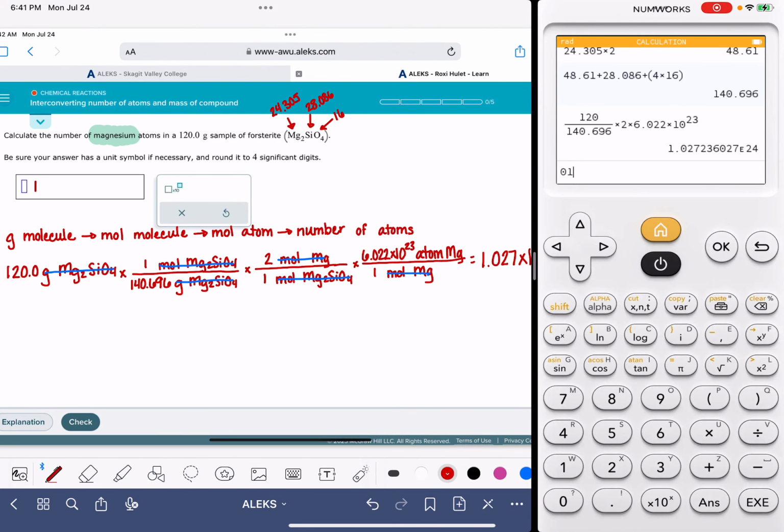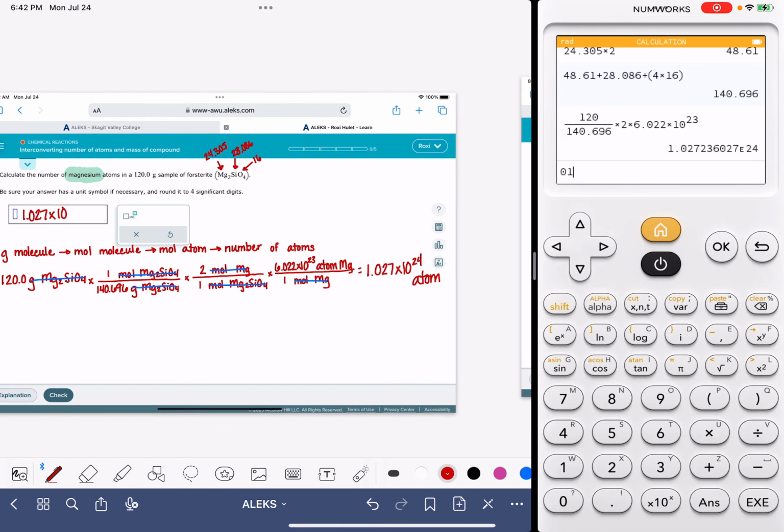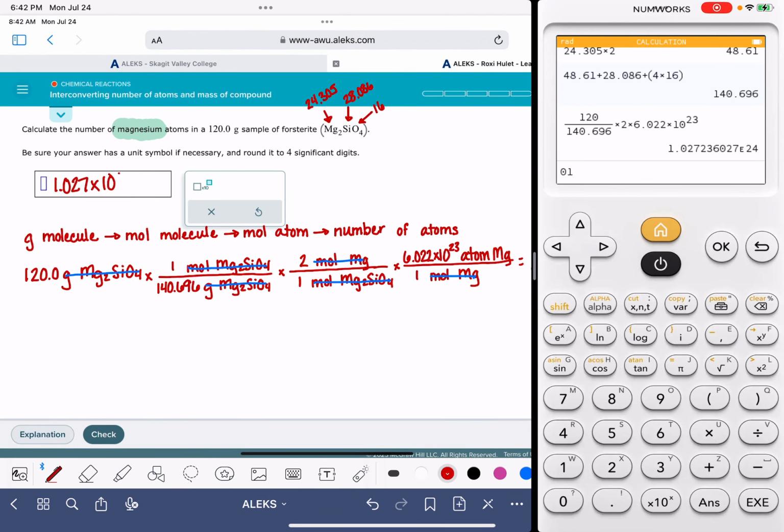1.027, it doesn't want us to write the type of atom, like it doesn't want atoms of magnesium, just wants us to write atoms. And actually, now that I'm thinking about it and now that I'm looking at it, there's no unit symbol on that at all. So if you're doing the problem where it wants you to calculate the number of atoms, no unit, just write the number. Unit symbol if necessary.